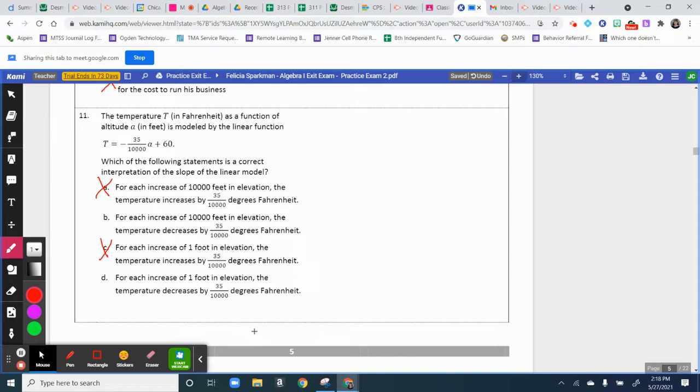So now we need to think about how we are looking at this rate. Is the rate telling us every 10,000 feet, or is it talking about every foot? It's talking about every foot. So D is going to be the answer.